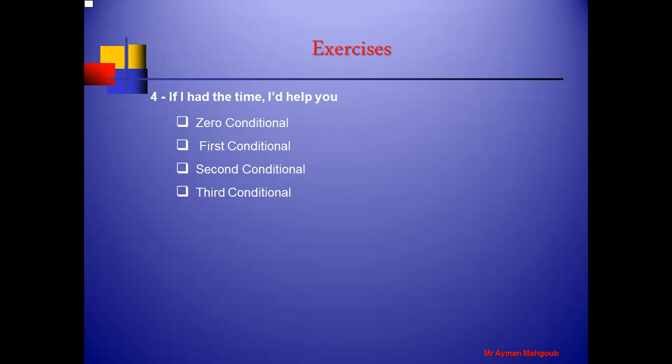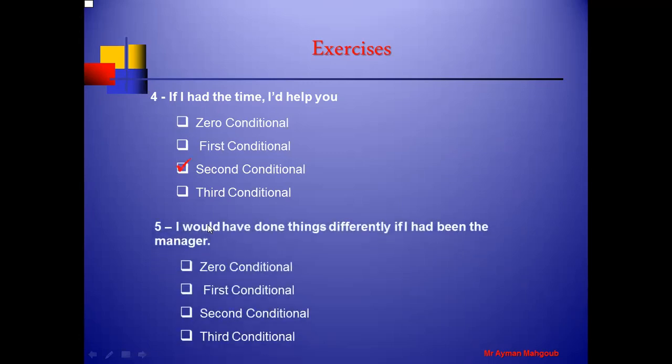Also, after that comes I would help you. If it were third conditional, you would say I would have helped you. I would have helped you. So I want to say that just having had in the if clause does not automatically make it a third conditional. And also having would have in the main clause is not automatically a third conditional. You need would have and a past participle too. So it's second conditional. I would have done things differently if I had been the manager. If I had been the manager. Okay? So zero, first, second, third: would have done and had been.